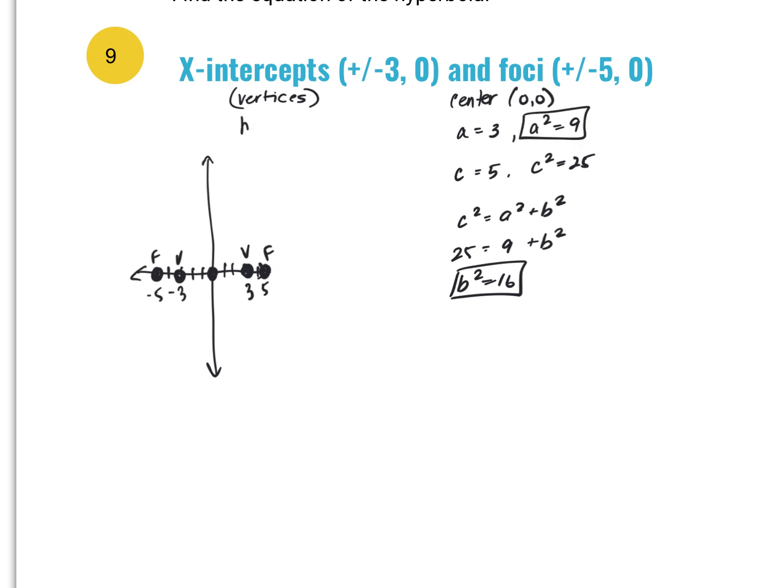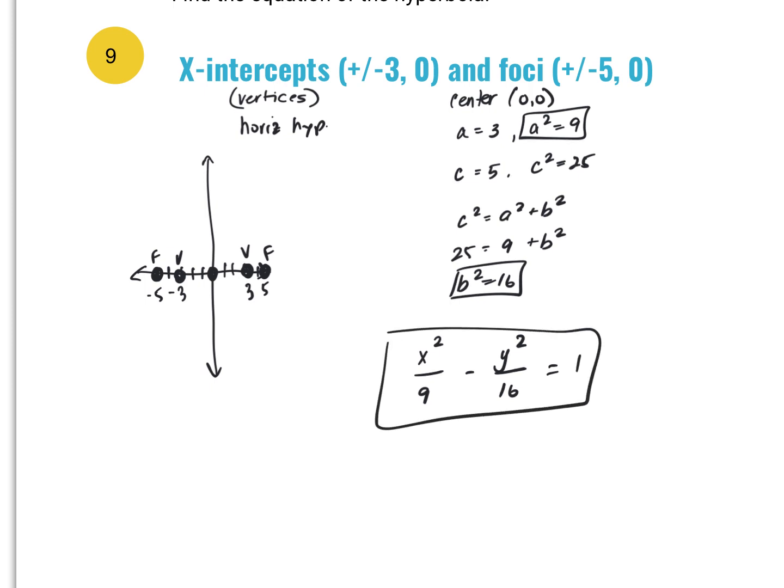If I have b squared and I have a squared, I'm pretty much done. I know this is a horizontal hyperbola. So I know that x squared is going to go first. a squared always goes below the first term. My y squared is going to go second. The b squared goes under that one, equals 1. And that one's really quite easy.